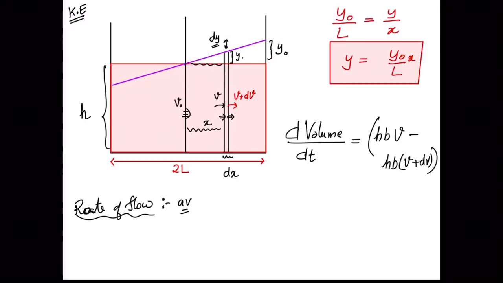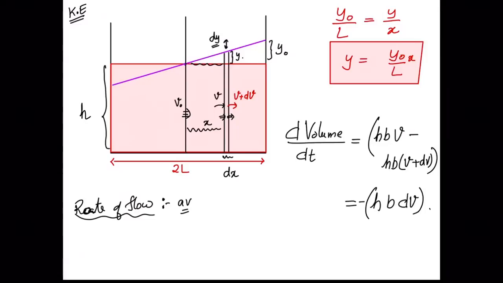My dv term is negative when this volume is increasing. Larger speed, larger volume is entering, lesser volume is exiting, hence this particular liquid rises. In this particular layer there is a rise in liquid. All right, so the rate of volume flow will be hb into v, the term gets cancelled, hb into dv. This dv is the change in speed or difference in speed at any distance x, and minus of that.